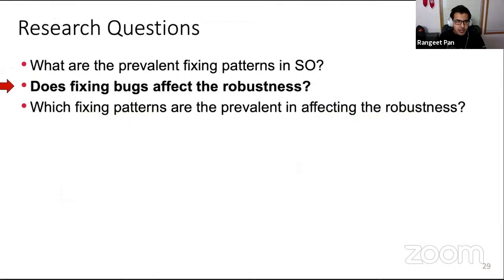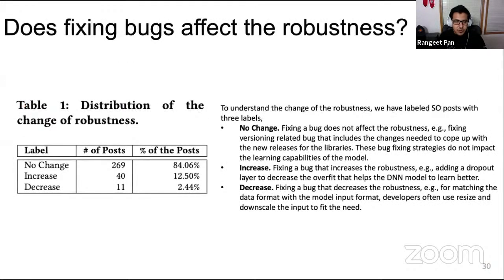So the next question is: do the fixes provided by the developers affect the robustness? In this study, we have labeled the posts with accepted answers, to see whether the fix given by the developer is affecting the learning capability. This is done empirically. We have read the accepted answers. People post that after the fixing pattern, they found that other bugs came up or accuracy was not up to the mark. So we label them no change, increase and decrease.